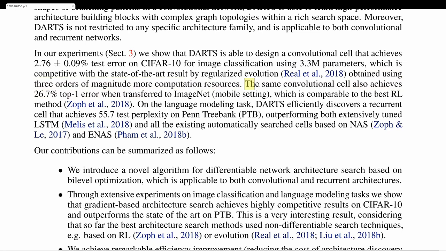The same convolutional cell also achieves 26.7% top-1 error when transferred to the ImageNet mobile setting, which is comparable to the best RL method. On the language modeling task, DARTS efficiently discovers a recurrent cell that achieves 55.7 test perplexity on Penn Treebank (PTB), outperforming both extensively tuned LSTM and all existing automatically searched cells based on NAS and ENAS.